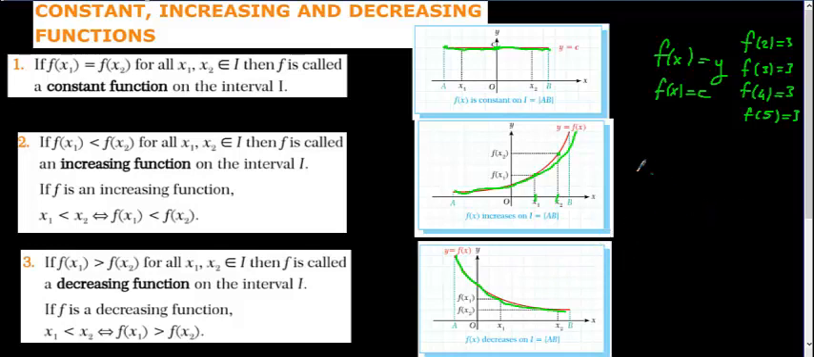We are going to understand whether the function is increasing or decreasing from the graph like this. If we don't have the graph, we are going to use the formula. Here we choose two values. If the function value f(x) is also greater, then the function is increasing.